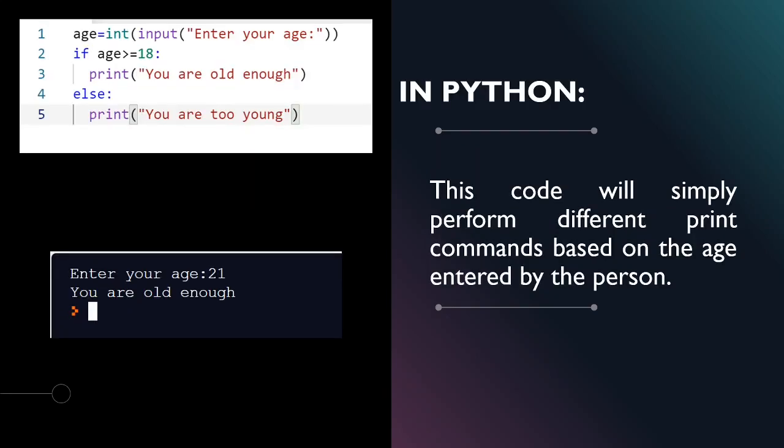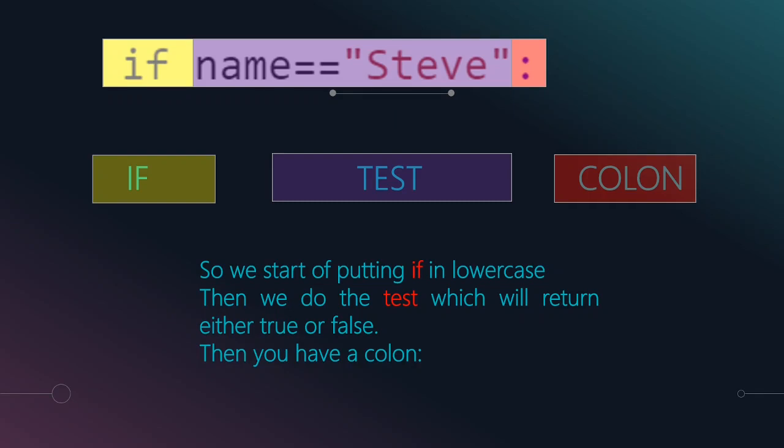So here it is in Python, okay? I'm asking them to enter their age, and I'm casting it to an integer, as we should have done last lesson, because obviously it will come in as a string. I then check if it's greater than or equal to 18. If it is, I print you're old enough. Otherwise, I print you're too young, right? Simple. So this is how an if statement works.